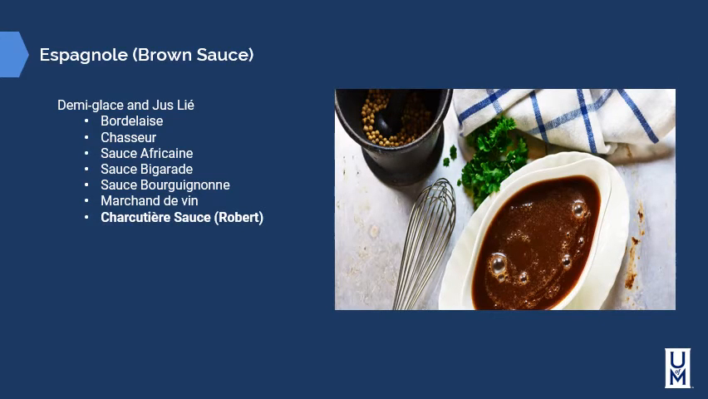Sauce charcutière has onions and mustard, white wine, and chopped cornichon pickles served in demi-glace. Sauce lyonnaise, or lyonnaise sauce: onions and white vinegar are simmered in demi-glace. Mushroom sauce is a classic sauce made with sautéed mushrooms, shallots, and a splash of sherry, simmered in demi-glace. Madeira sauce is demi-glace that is enriched with Madeira wine.